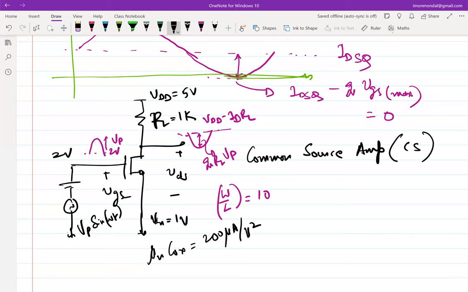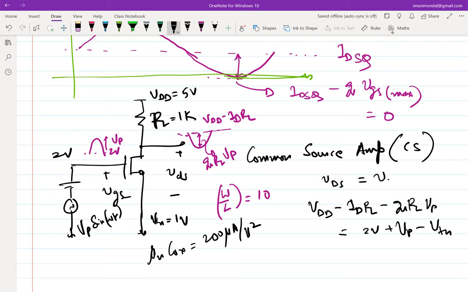You will essentially set that the total drain voltage, which is VDD minus IDRL minus GM RL times VP, minus threshold voltage, should be equal to the total gate voltage, that is 2 volt plus VP, minus threshold voltage. So this is setting total VDS to be equal to total VGS minus threshold voltage. From there, you get a value of VP. And this is the value of VP that you will get for the signal swinging up. Okay, one constraint. Let's say this gives me VP1.